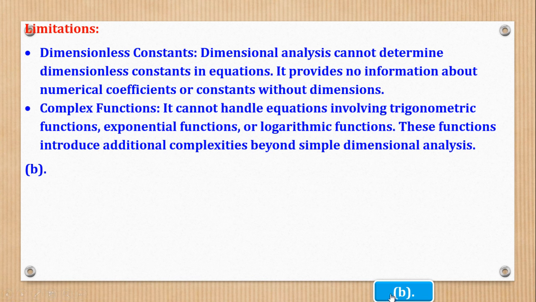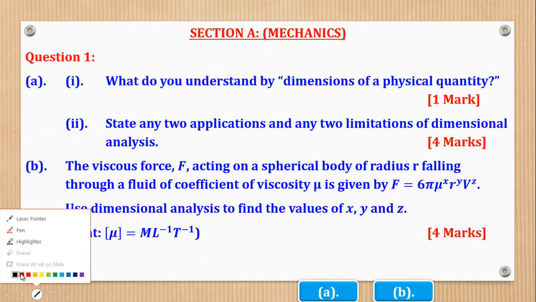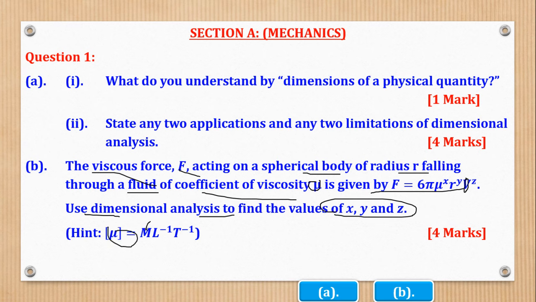So that was part A. Now we shall go to part B. Part B says the viscous force F acting on a spherical body of radius r falling through a fluid of coefficient of viscosity mu is given by this. So I think they didn't define v, but v is velocity. So you can add it there when you're writing the question. Use dimensional analysis to find the values of x, y, and z, where the dimension of mu is this.